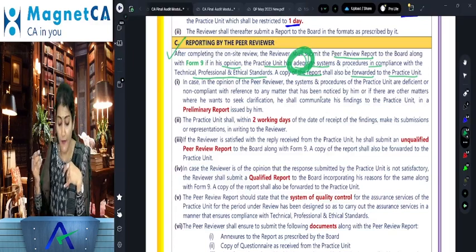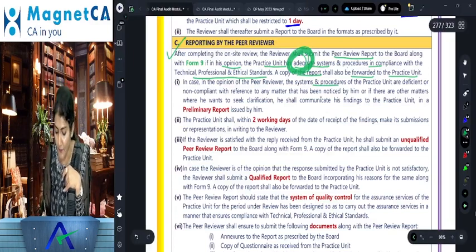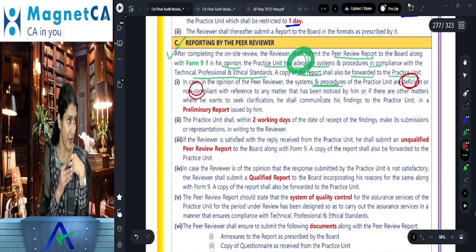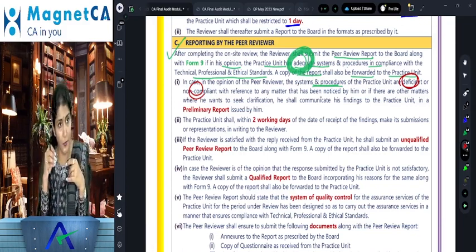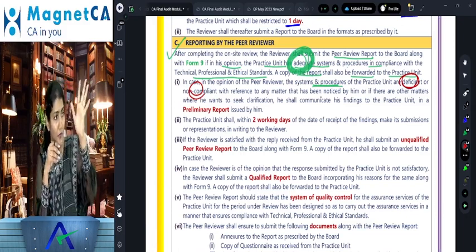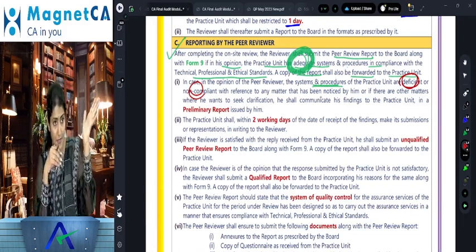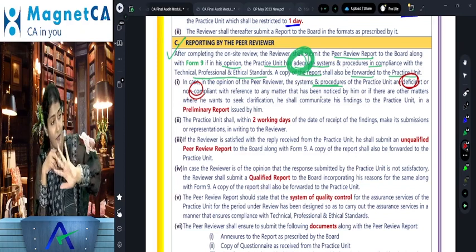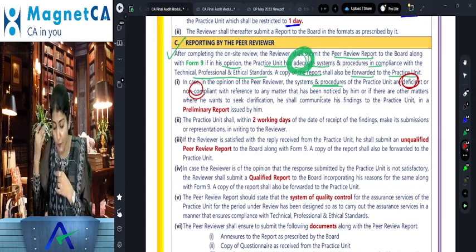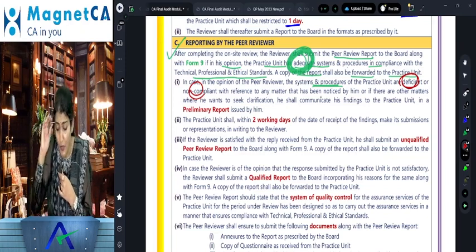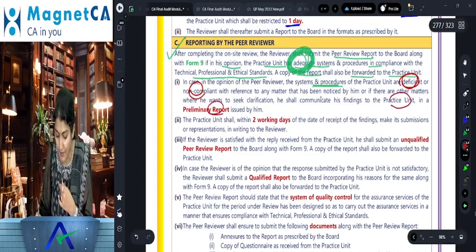But what if they find the systems and procedures are deficient, if they are non-compliant? If they find it to be adequate, directly issue the peer review report to the peer review board and send a copy to the practice unit. Are you understanding that? However, if they find that the systems and procedures are deficient, they are non-compliant, then first what they will do, they will issue a preliminary report to the practice unit.